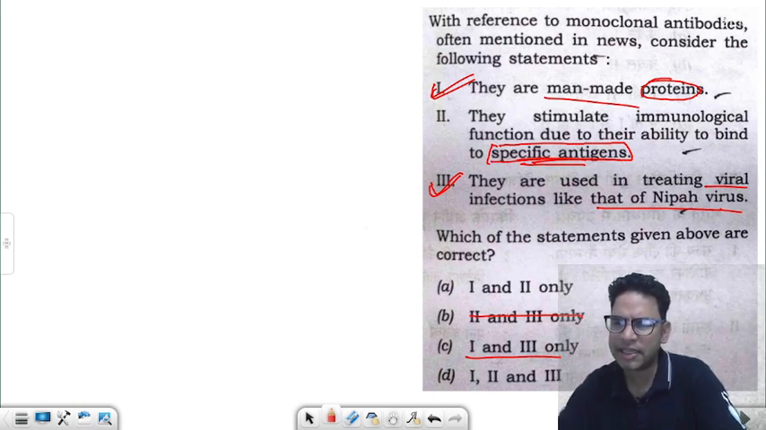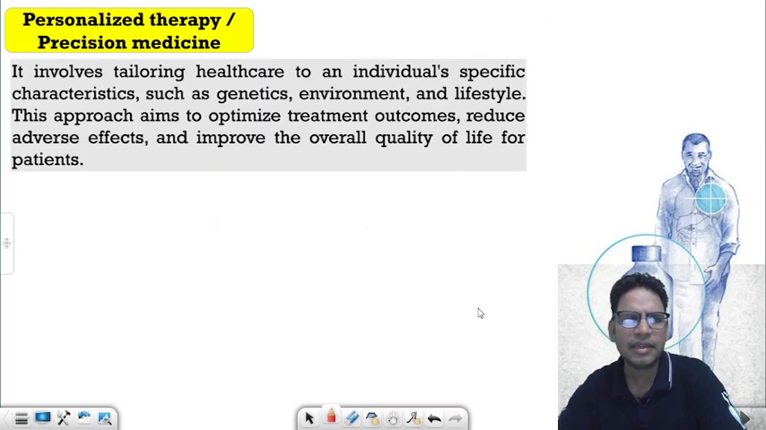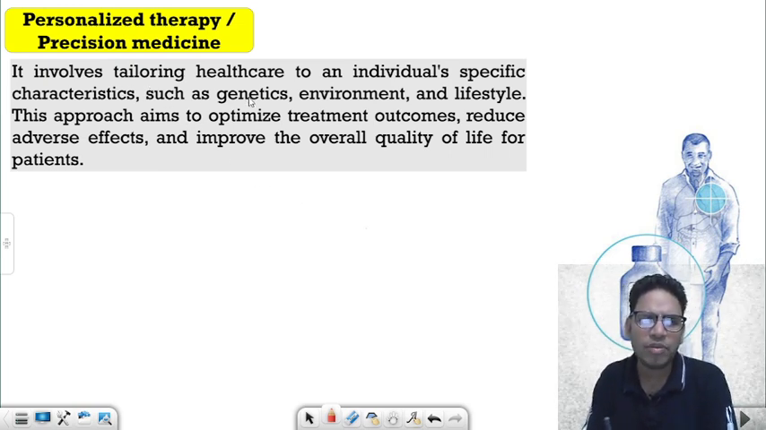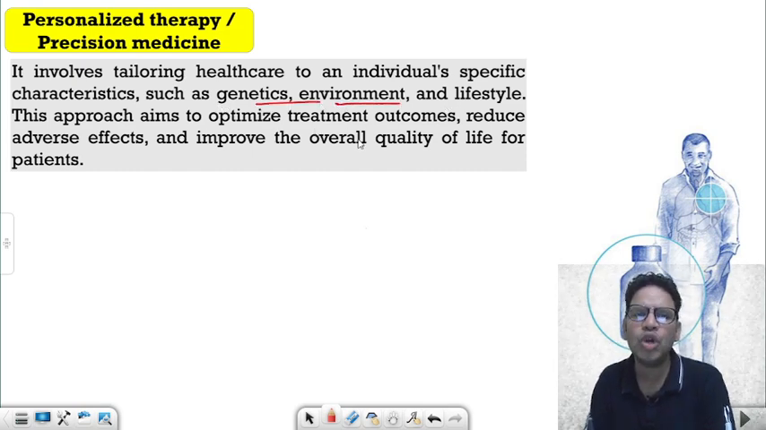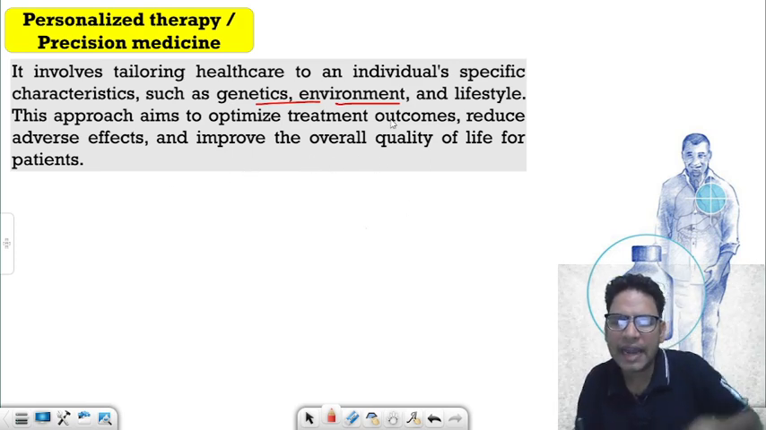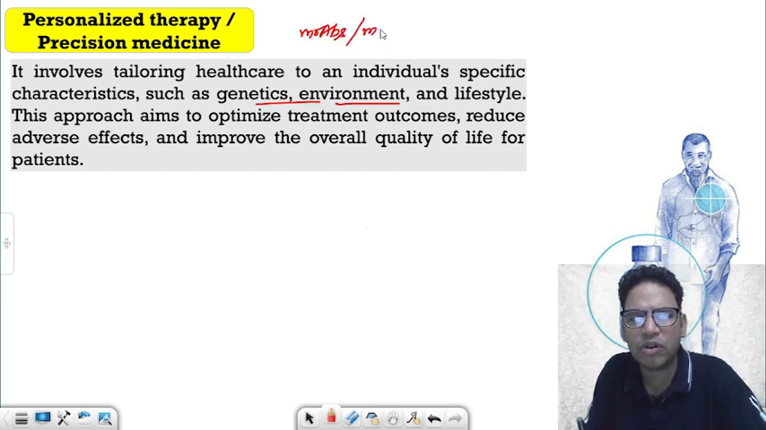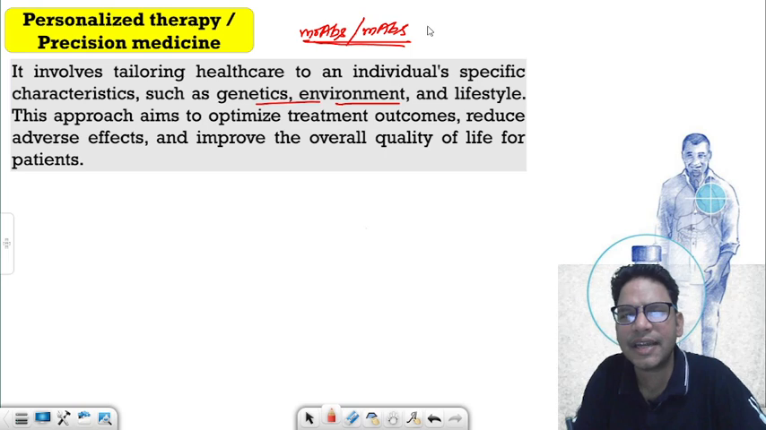Before checking this statement, let's go to another discussion. What is personalized therapy? Precision medicine. It involves tailoring healthcare to individual-specific characteristics such as genetics, environment, and lifestyle. This approach aims to optimize treatment outcomes, reduce adverse effects, and improve the overall quality of life for the patient. MABs are monoclonal antibodies, and they are an example of personalized therapeutics.